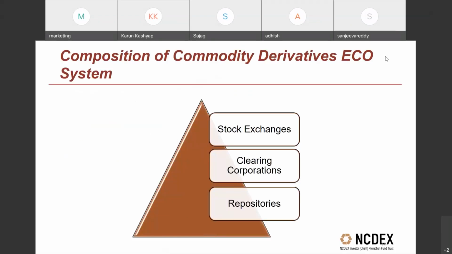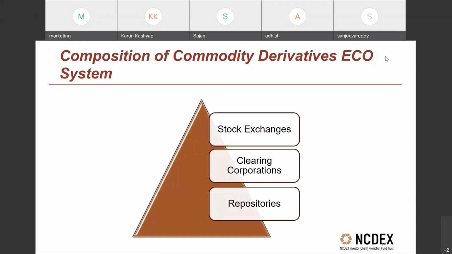So what is the composition of the commodity derivative system? These are the three main players or institutions which are involved in a commodity derivative exchange setup. First one is the stock exchange. The stock exchange is the place, like NCDEX, where the trading happens. Some investor or trader who takes a position trades through the stock exchange.